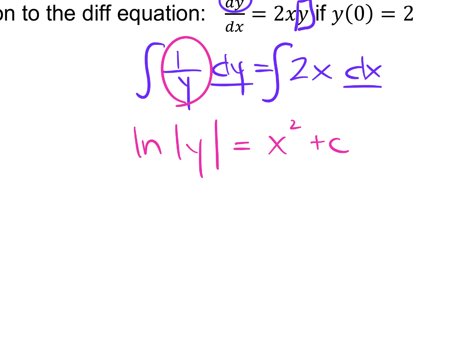So really we can combine them both on the 1. So we'll keep it on the x side. Now, we've done step 1 and 2. Separate your variables. Integrate both sides, one with respect to y, one with respect to x. The last step then is to solve for y.